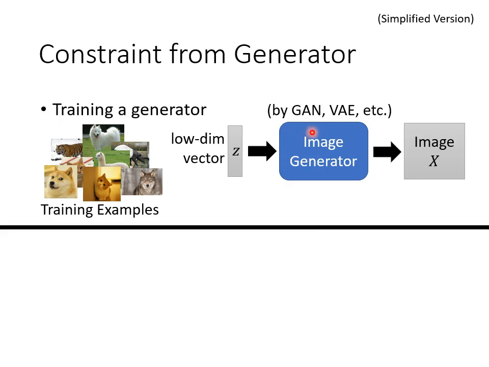Anyway, what VAE does is to train an image generator whose input is a low-dimensional vector sampled from the Gaussian distribution. The low-dimensional vector is called Z. After passing it into the image generator, its output is a picture X. We use G to represent this image generator. For the output picture X, we can write it as X equals G of Z.